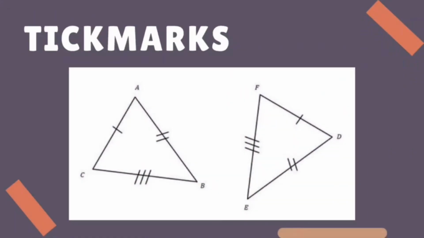Tick marks or hash marks may be used to indicate proven corresponding congruent parts of the triangle for guides. One helpful visual aid often used when working with triangle congruence is the use of tick marks or hash marks. These marks are placed on the sides and angles of the triangles to indicate which corresponding parts are congruent.